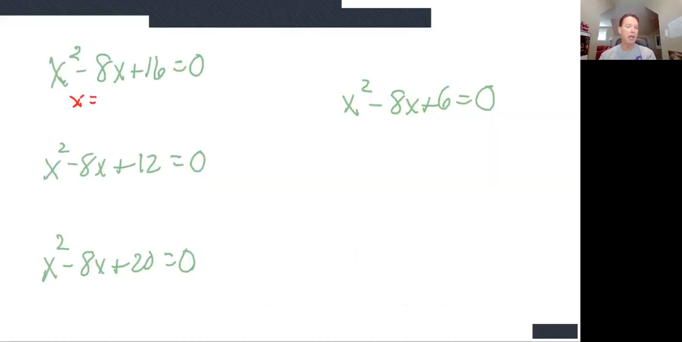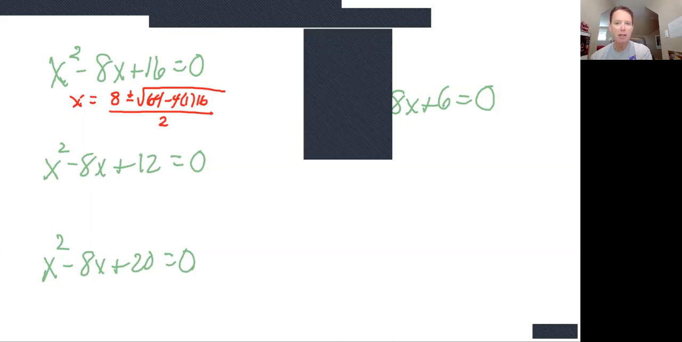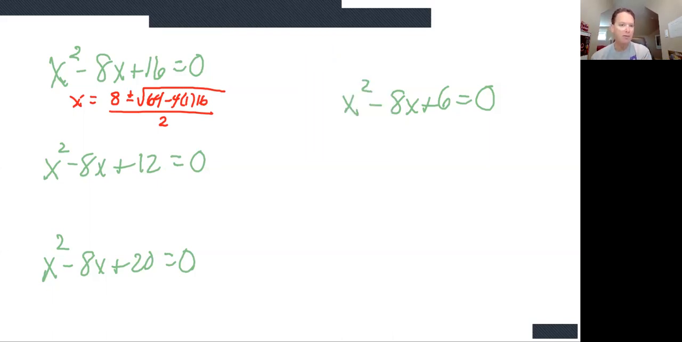Let me show you what the quadratic formula looks like when I tackle it here. x is going to equal negative b, which is 8, plus or minus the square root of b squared, that's going to be positive 64, minus 4ac, all over 2a, 2 times 1. But I want you to focus specifically on this value right here. This value is 64 minus 64 equals 0. So I'm doing 8 plus or minus 0.